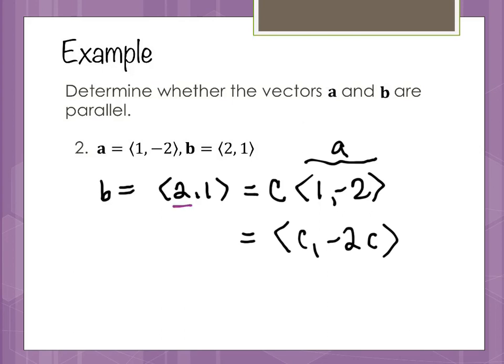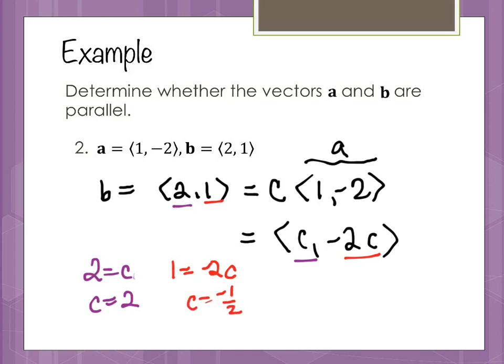So we're going to compare these component-wise. In order for these two vectors to be equal, plus or minus multiplied by the scalar c anyway, I have to actually create that 2 equals c and 1 equals negative 2 times c. Where's my eraser? Negative 2 times c. So obviously in the first one, I see that c is 2. What is the c value in our second equation?